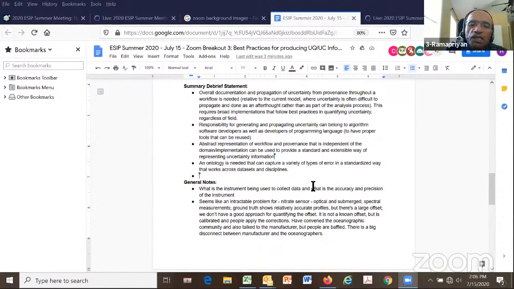And an ontology is needed that can capture a variety of types of error in a standardized way that works across data sets and disciplines. So that's primarily a summary of our group's discussion. We had a lot of interesting points that were made.